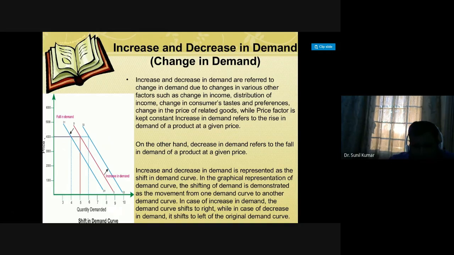Just to take one example, for example, at a price of 10 rupees, 20 demand is there. Then at the same 10 rupees, due to taste and preference, consumers demand 30. So it is increasing; this is known as increase in demand. Take another one: at 10 rupees, 20 is demanded, and again at 10 it decreases to 15. So this one is known as decrease in demand.